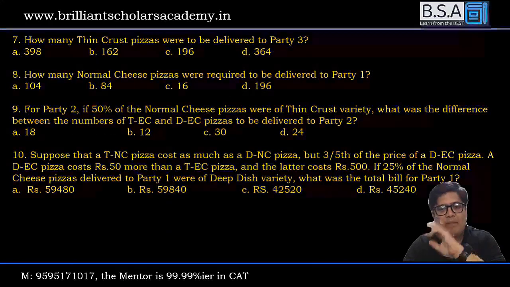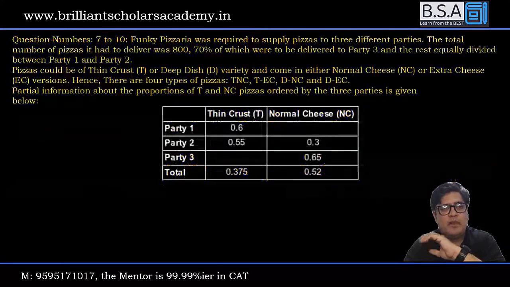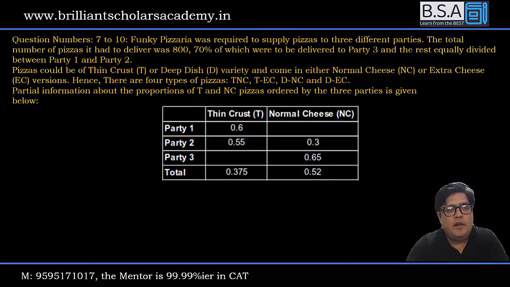And then we'll solve one by one. For questions 7 to 10, Instagram was required to supply pizzas to 3 different parties. The total number of pizzas it had to deliver was 800, 70% of which were delivered to party 3. The rest were equally divided between party 1 and party 2.